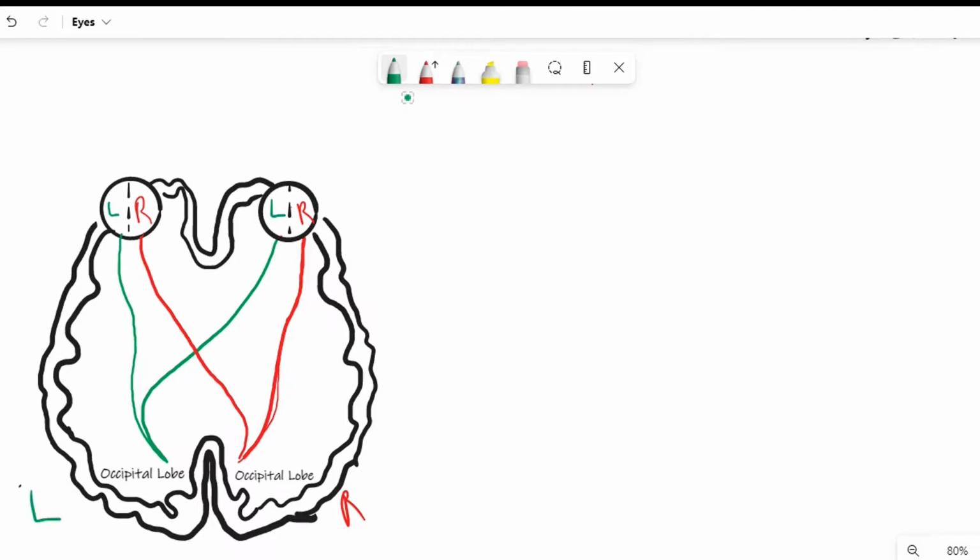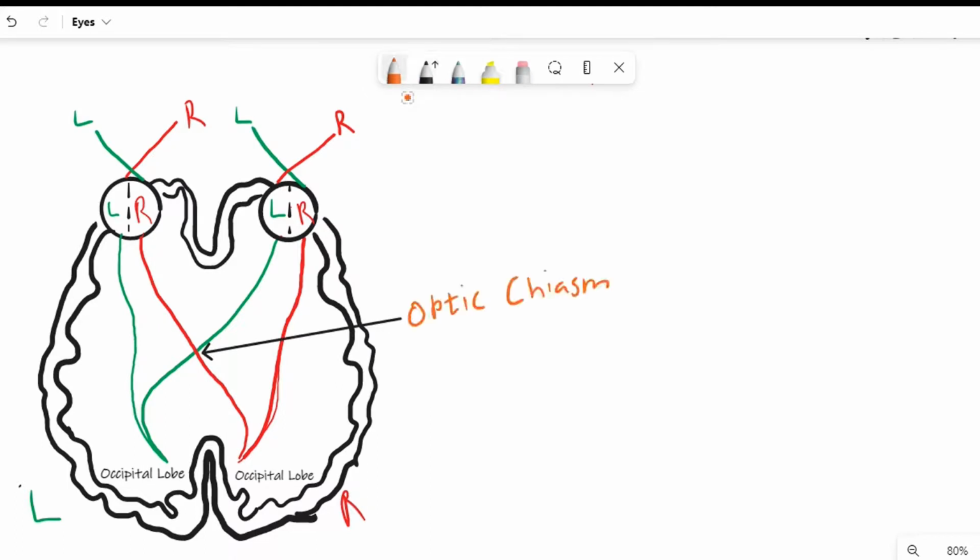But where it gets more confusing is that the right side of each retina picks up the left visual field, and the left side of each retina picks up the right visual field. So it'll look something like this. And the spot where the optic nerves cross is called the optic chiasm. And the information from your eyes is on its way to the occipital lobe after it crosses over.